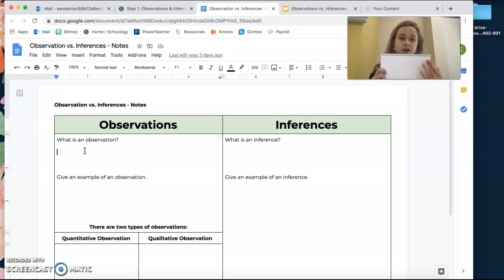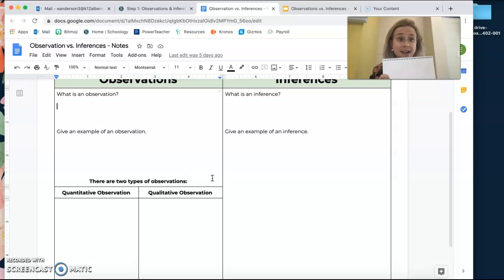Write observation on the left side, inferences on the right side. And you just copy this down on a piece of paper. As we go through the lesson, you're going to be editing this, okay?